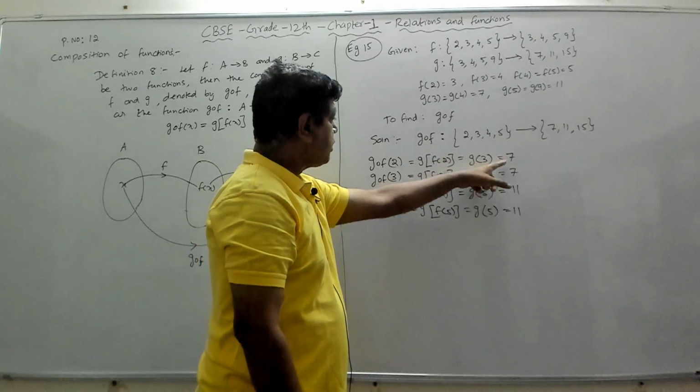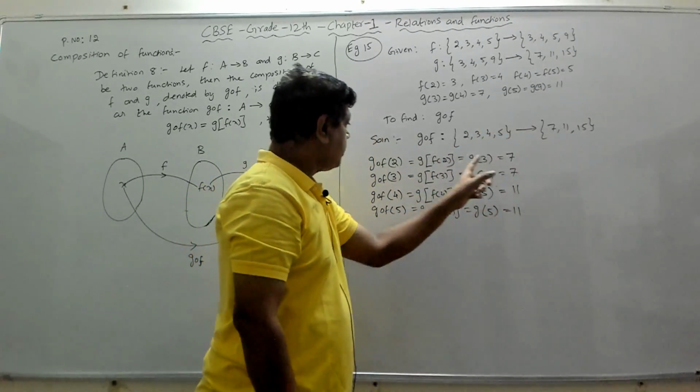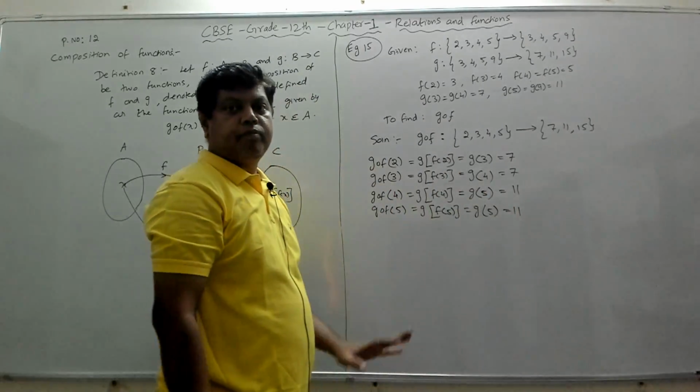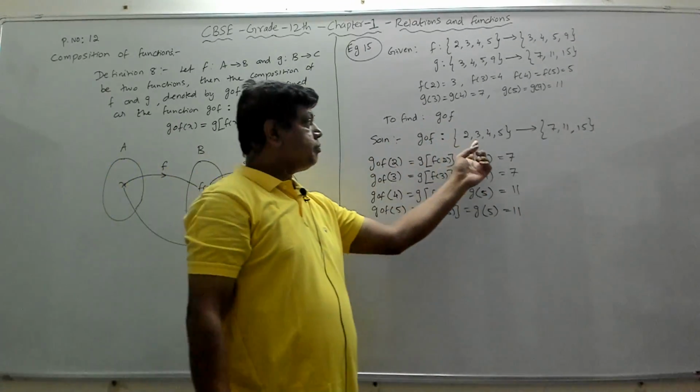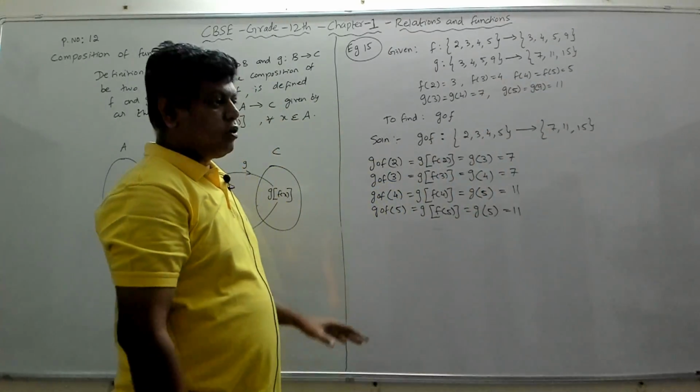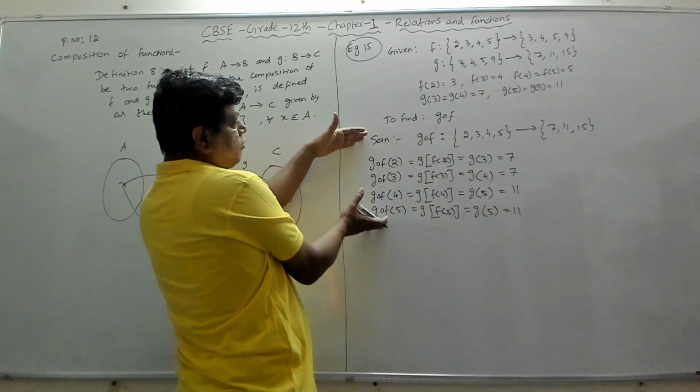2 is mapped to 7, 3 is mapped to 7, 4 is mapped to 11, then 5 is mapped to 11. So every element is mapped to a unique element here. So therefore we have found the function. This is your G of F function.